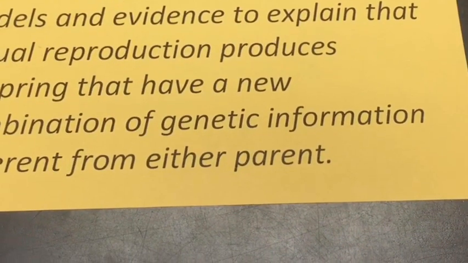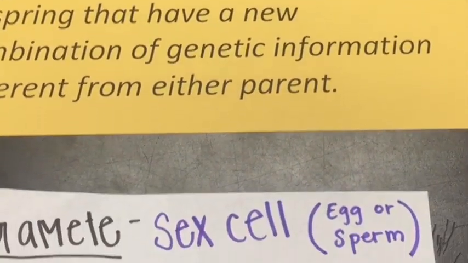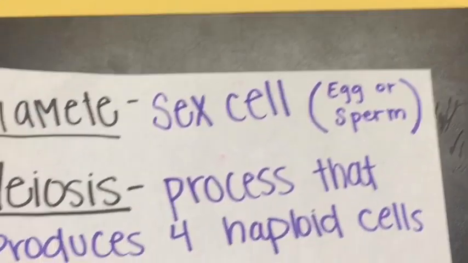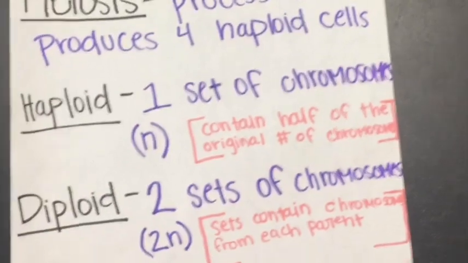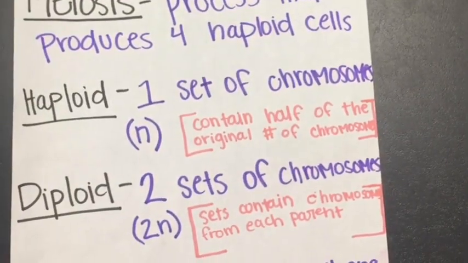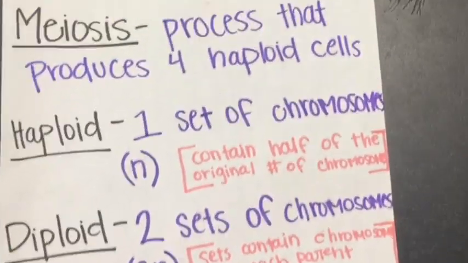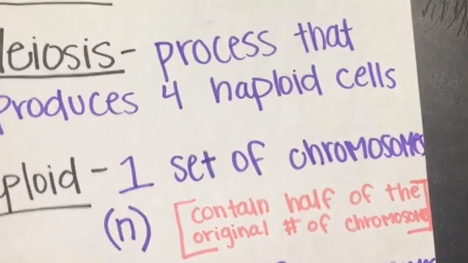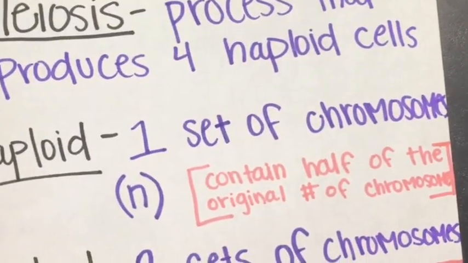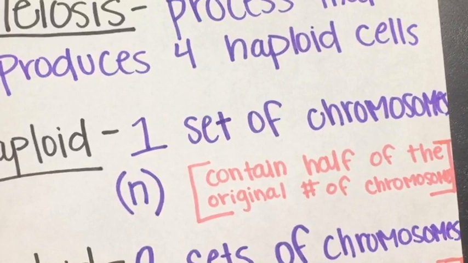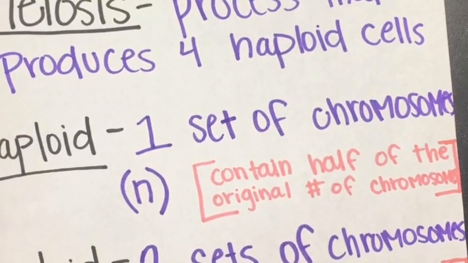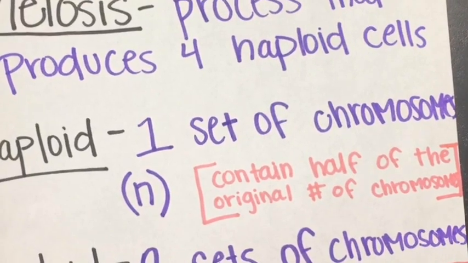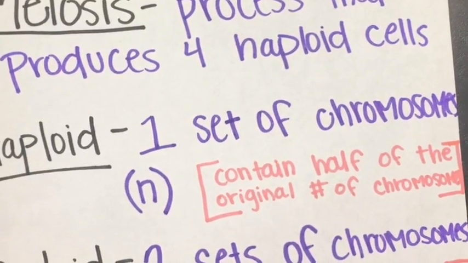Alright, so we're going to start off by looking at some vocabulary words. If I were you, I would pause this video and write down these words. It's going to help you a lot. So our first word is gamete. This is sex cells. In females, you have your eggs. So an egg would be a gamete. It's a sex cell for women. And sperm is a sex cell for males. Okay, so sperm would be your male gamete.